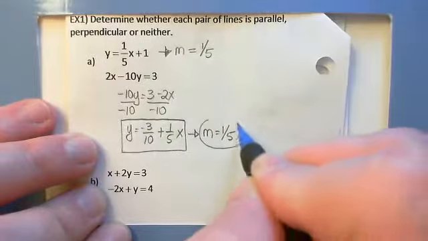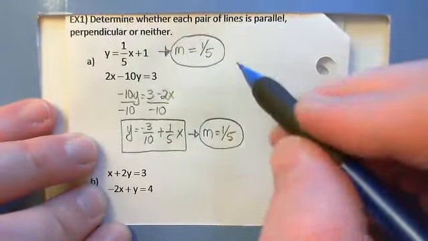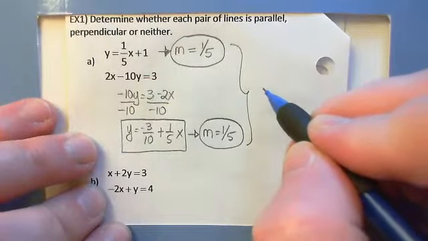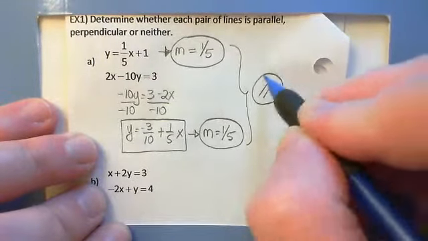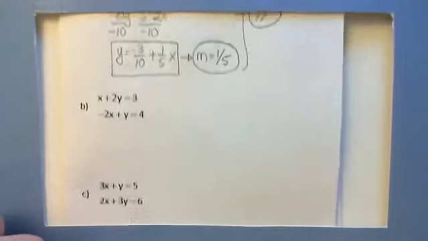So if you notice, this line has a slope of 1/5. This line has a slope of 1/5. So that means the slopes are the same. So my conclusion is that the lines are indeed parallel. Okay, and this is the symbol for parallel lines. Alright, let's go on to the next problem.